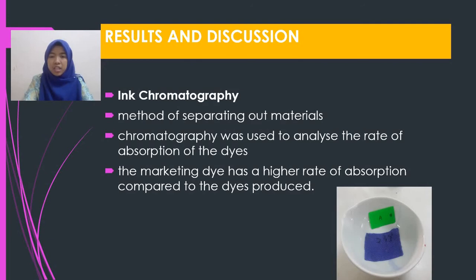For the result and discussion, I have done several analyses to test the dyes produced from these natural extractions. So the first analysis is the ink chromatography. This method is used to separate out the materials from these inks. So this chromatography was used to analyze the rate of absorption of the dyes. I compared the result of the marketing dyes and the dyes produced using these natural extractions. As the result, the marketing dyes have a higher rate of absorption compared to the dyes produced from the turmeric and Asian pigeon wings.